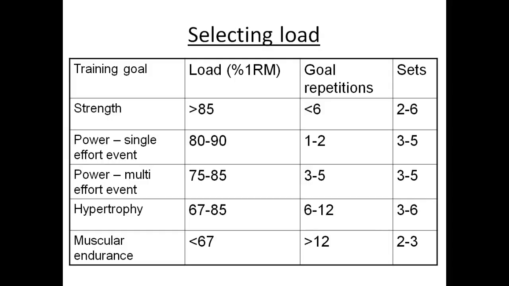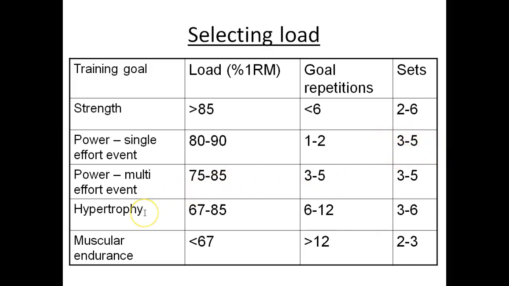So we've got our training load table. We've got to think about strength. If we're getting strong, you're going to be using a huge amount of load, 85% of your 1 repetition max, your 1 RM, and the goal for this is less than 6 repetitions, and you repeat that between 2 and 6 times. Now for power, the load is down, and you're going to do that maybe 1 or 2 times, but you're going to have lots of sets of that.